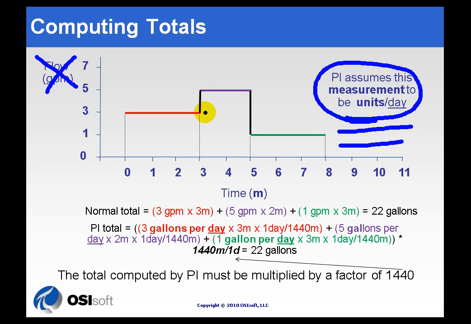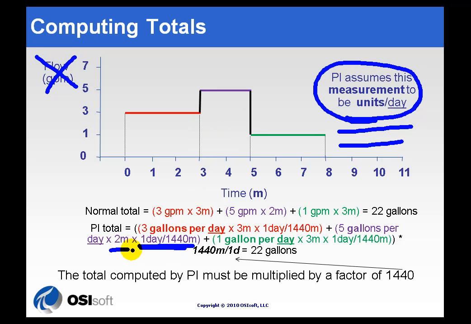So how much did I actually bring in 2 minutes? Well, in 2 minutes, at the rate of 5 gallons per day, it ends up being 5 gallons per day times the 2 minutes, but that's at a rate of 1 over 1440. That's 1 day's worth of flow divided by 1440 minutes, because we're figuring that this is 2 minutes.